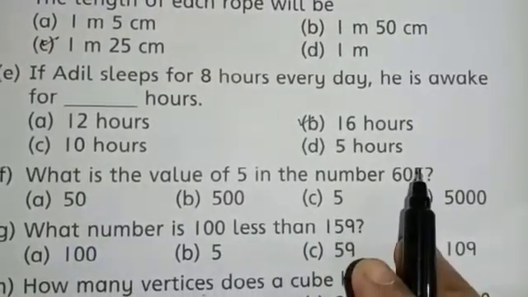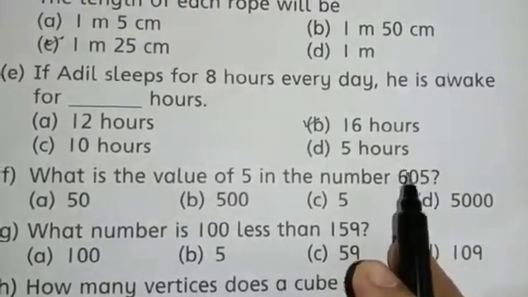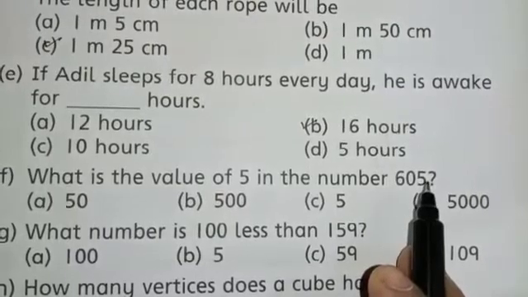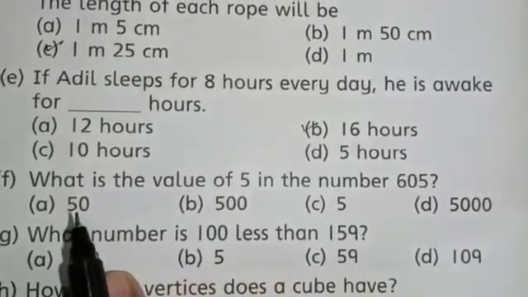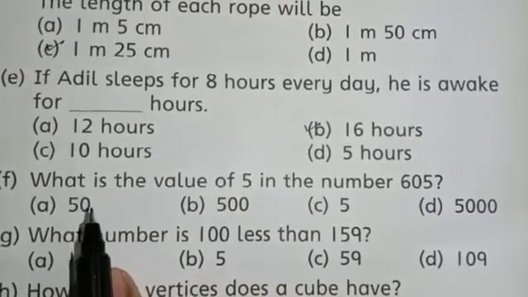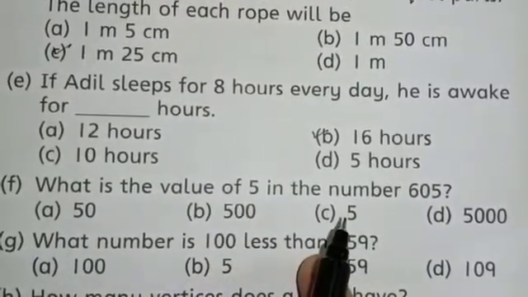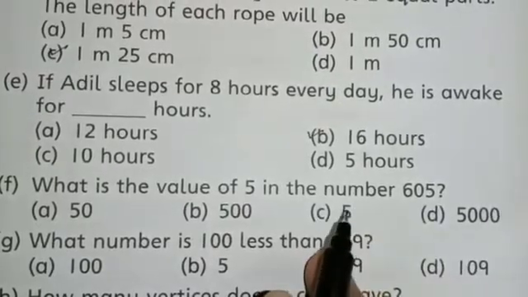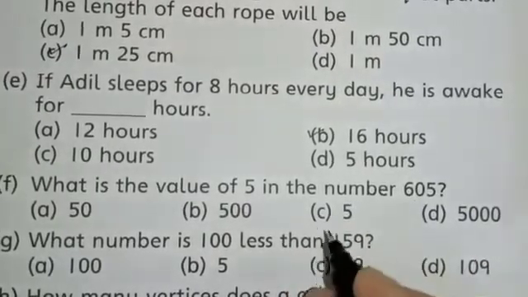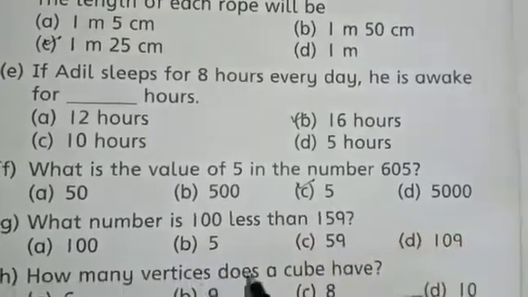Next, F part: what is the value of 5 in the number 605? Students, look at this. Here we have ones, tens and hundreds. So the value of 5 is in the ones place. What will we write as the answer? 50? No. 500? No. It's 5. Yes, 5 on the ones place means it's just 5. So it is the right answer.